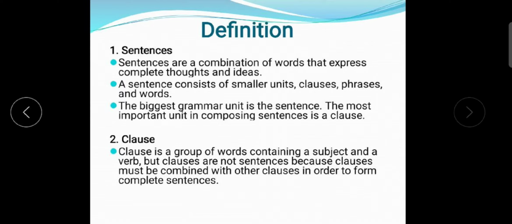A clause is a group of words containing a subject and a verb. But clauses are not sentences, because clauses must be combined with other clauses in order to form complete sentences.